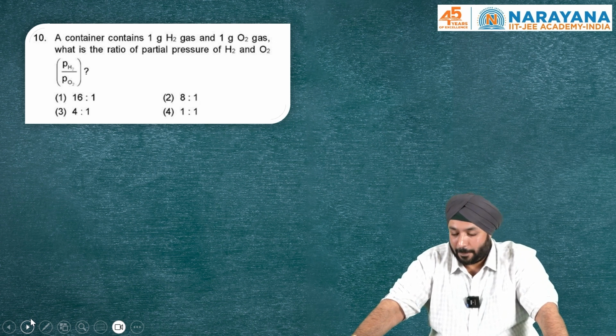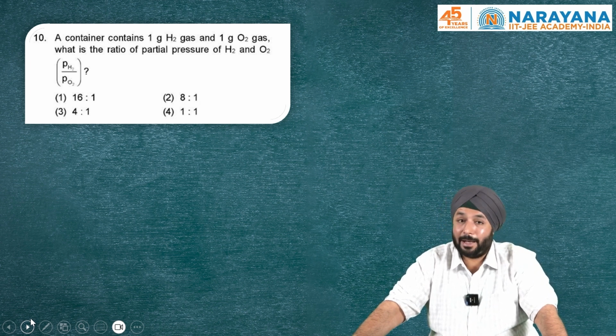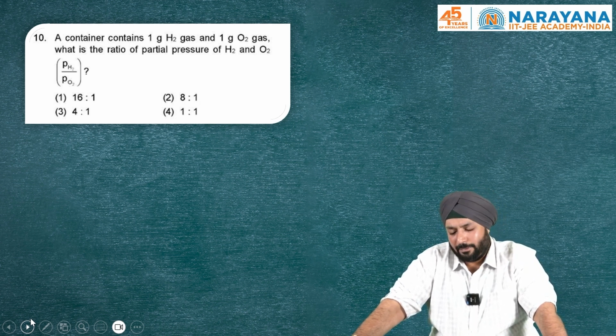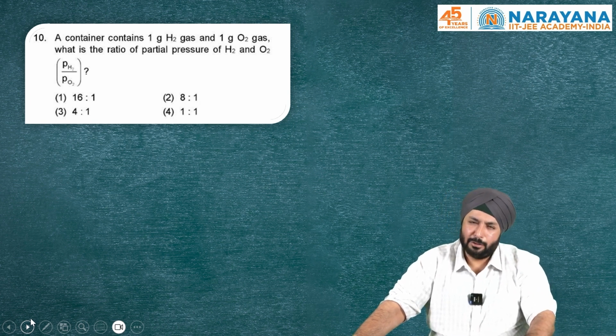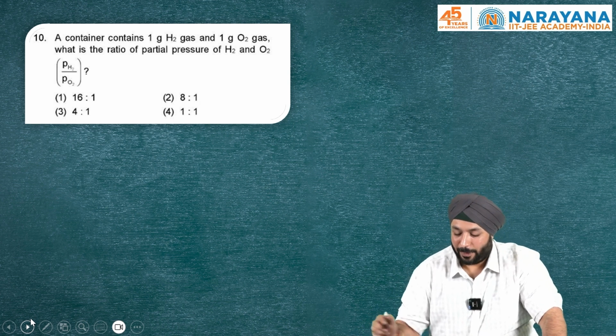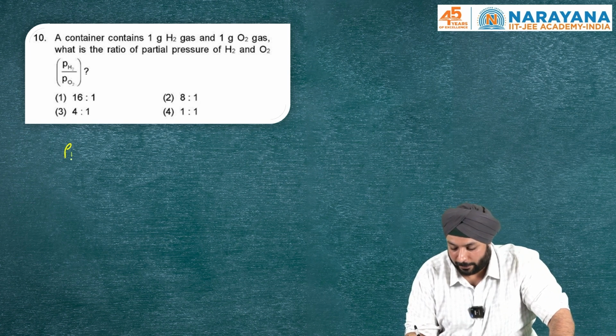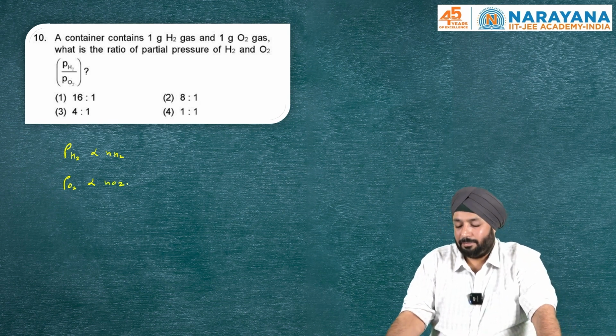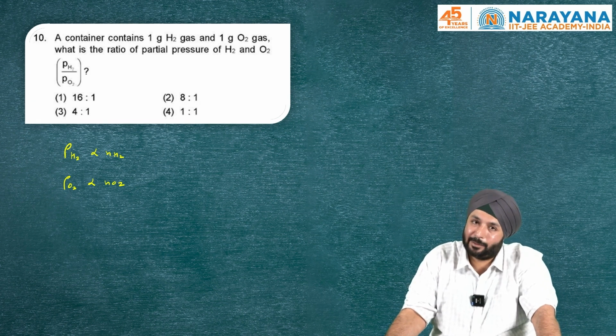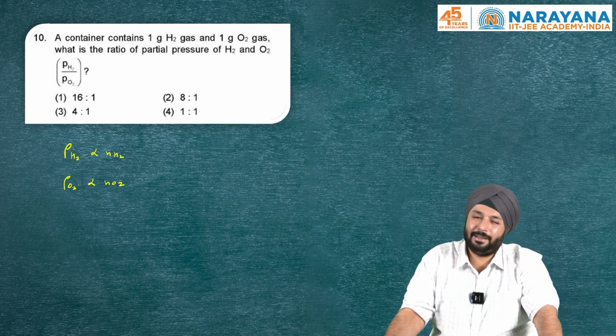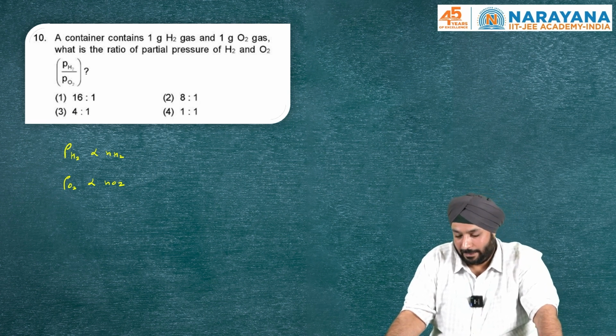Now in question 10, a container contains 1 gram of hydrogen and 1 gram of oxygen gas, where the ratio of the partial pressure of hydrogen to the oxygen. When nothing is mentioned, take temperature and volume constant, right? So we know that according to ideal gas equation, PV is equal to nRT. So partial pressure of hydrogen should be directly proportional to number of moles of hydrogen, and partial pressure of oxygen is directly proportional to number of moles of oxygen, right? Now student might say it's from gaseous state, which is a deleted portion, but this is very general formula and every student can easily do it, right?